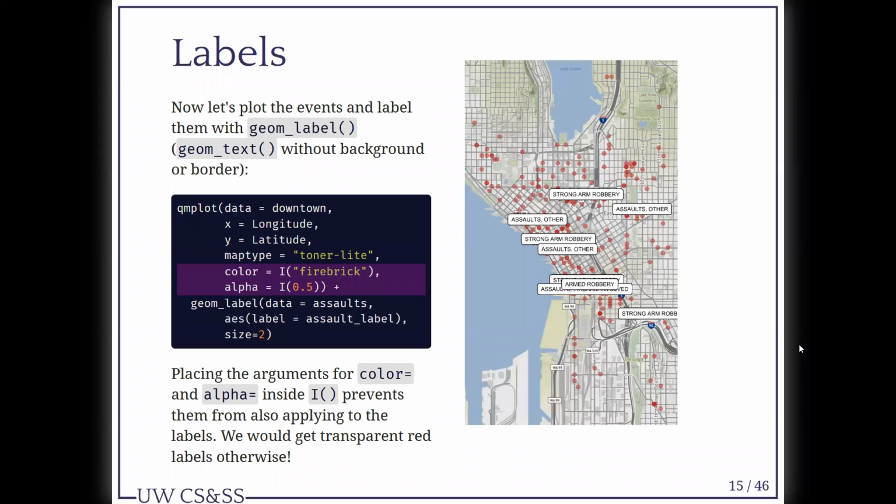Okay, so now let's plot the events and label them with geom label. You can also use geom text. I'm using geom label here because it gives you that nice bright background. Geom text will just put the text on there with no background, so it'd be hard to look at.